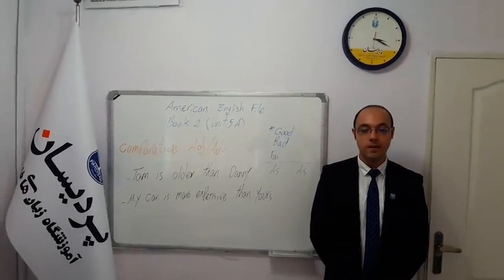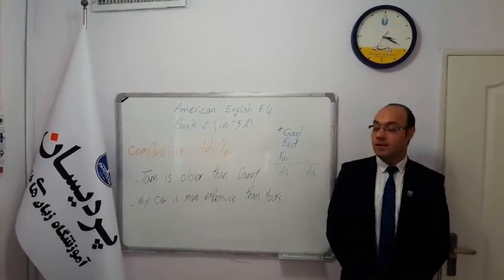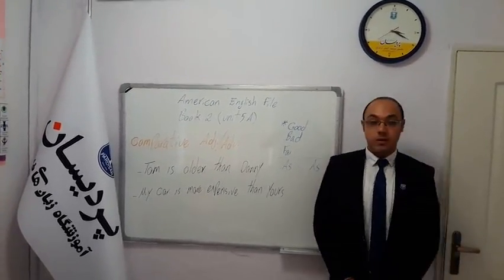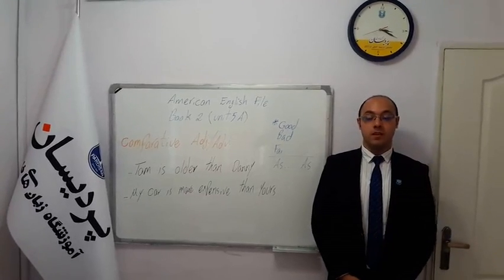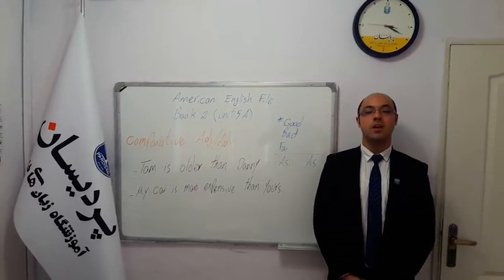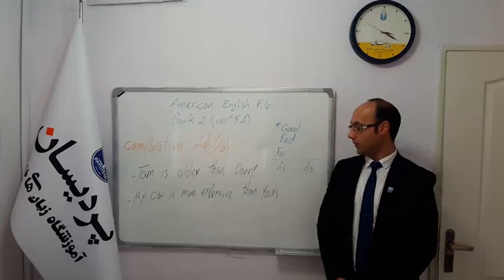Hello everybody. Today's lesson is about comparative adjectives. It is Unit 5 of Book 2. We use comparative adjectives and adverbs in order to compare two things. For example, two cars, two people, two books, two houses, and so on.